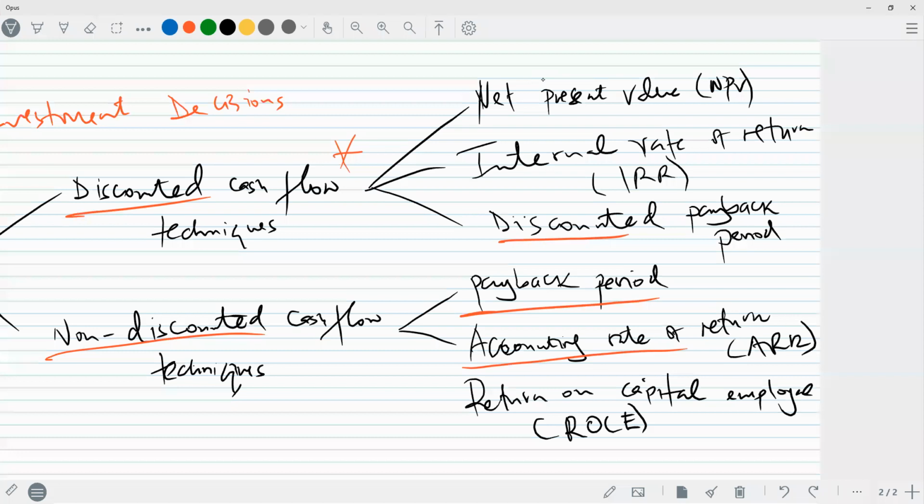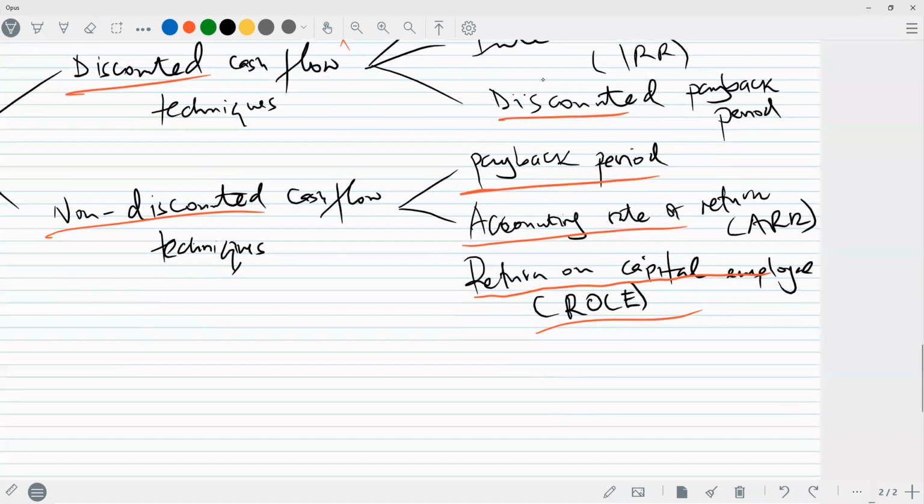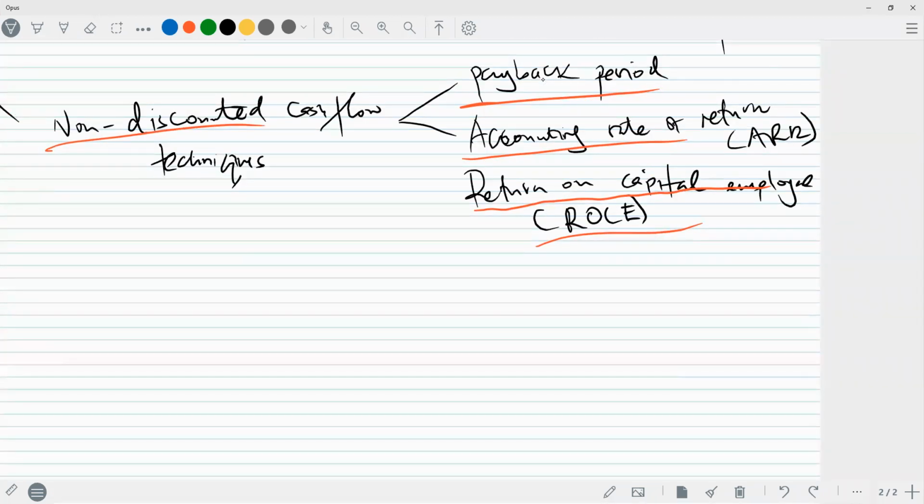Then you have what is called the accounting rate of return, or the return on capital employed. So here we simply make an evaluation: from the investment, how much profit do you make?